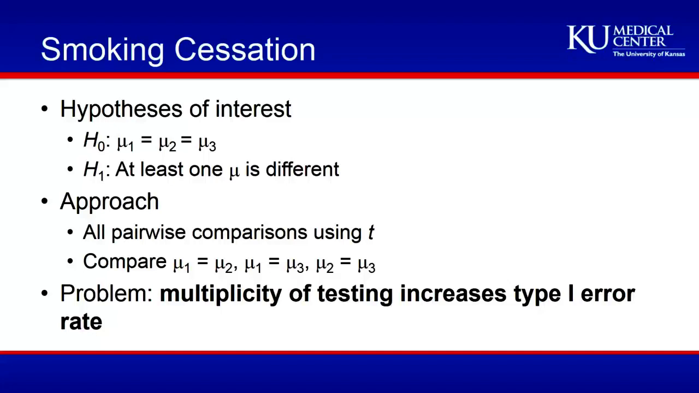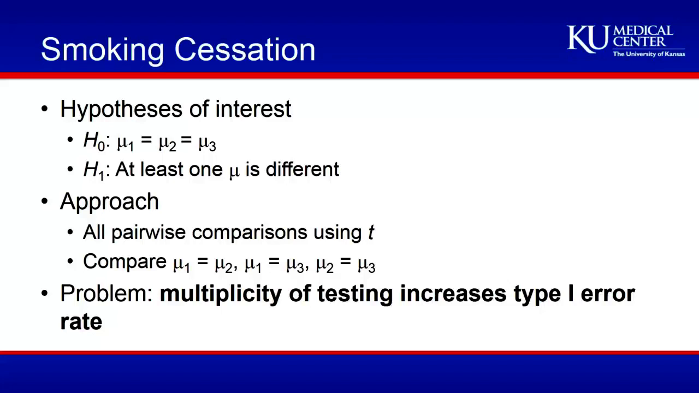I could compare the literature group to the behavioral group. I could compare the literature group to the pharmaceutical group. And then I could compare those 2 experimental groups, the behavioral and the pharmaceutical group, to each other as well. So that's what's called all pairwise comparisons using the T. What's the problem? Well, I've already given it to you. What's the problem with doing a bunch of T tests?